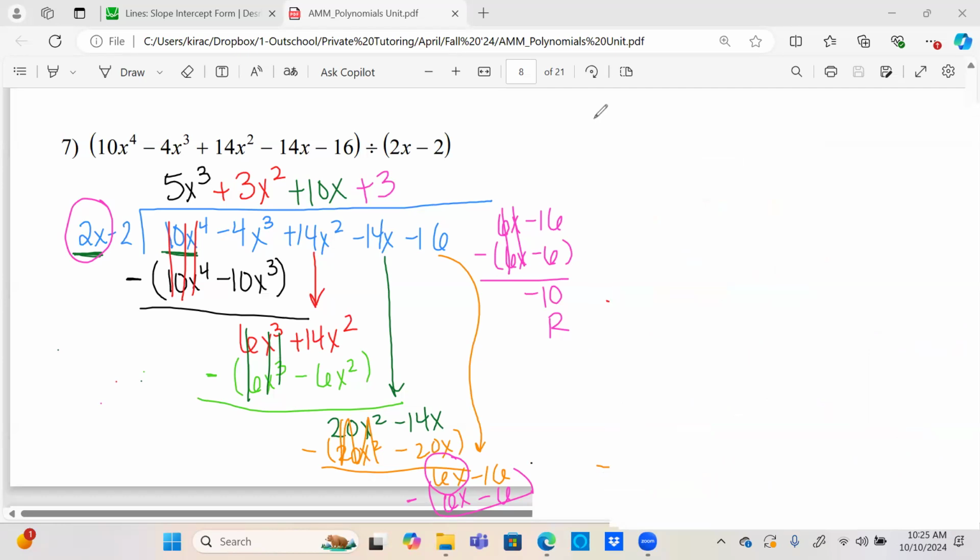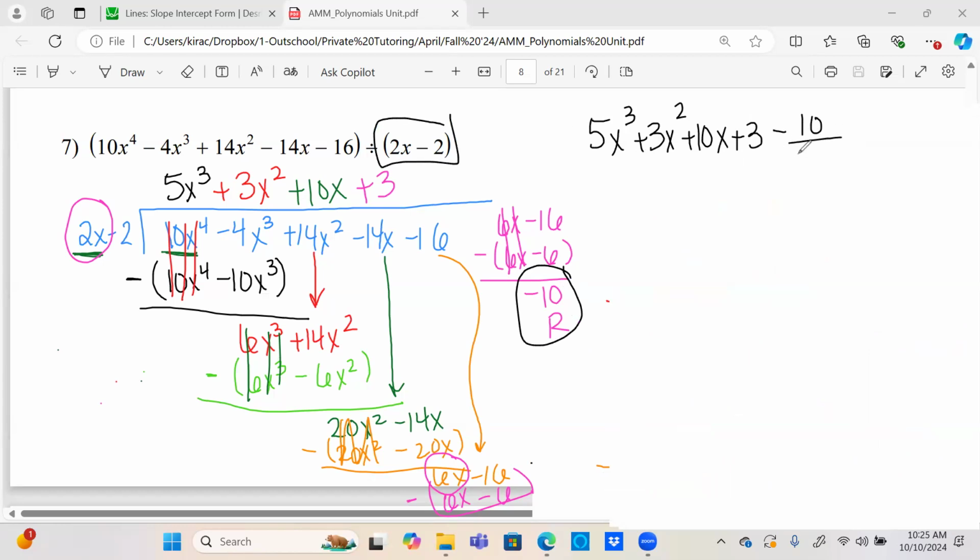So final answer on 7, we have a quotient of 5x cubed plus 3x squared plus 10x plus 3, and then our remainder is negative 10 over the original divisor. That's going to be your final answer for 7. And we have one more on this page.